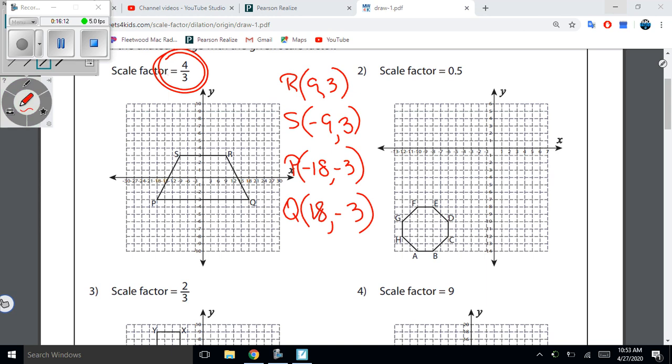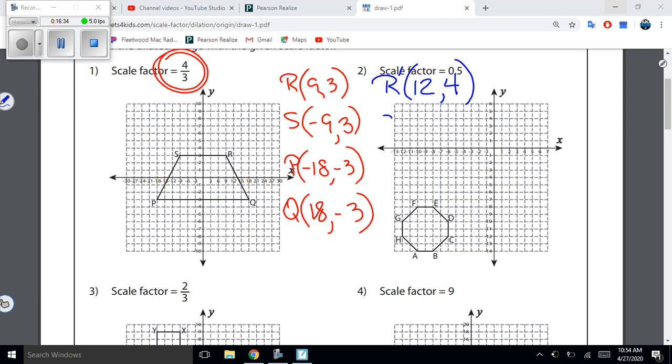I'll write those in blue so that you can see those a little bit better. So if I take 9, for example, times 4/3, I'm going to get 12. So R prime is going to be 12, comma, 4. S prime, well, I already know that the Y value is going to be 4. Negative 9 times that, so that should be what? Negative 12, is that correct? So negative 12 comma 4.